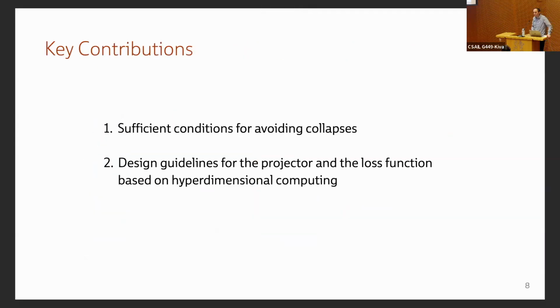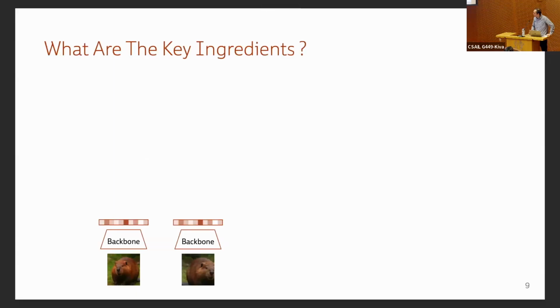So the key contributions of this work are providing some sufficient conditions for avoiding the collapse phenomenon. And based on these conditions, we can provide some principles, some guidelines to devise these self-supervised learning approaches. I will start from the final product, from how we are actually going to implement the self-supervised learning model, and then I will connect it to the theory.